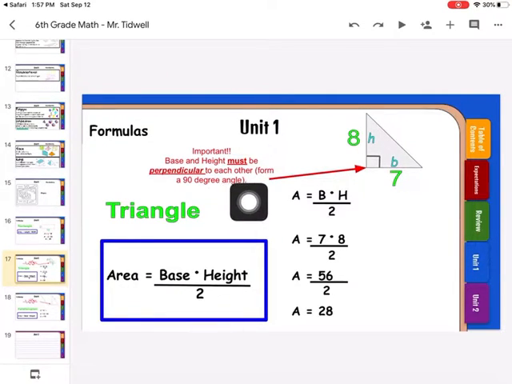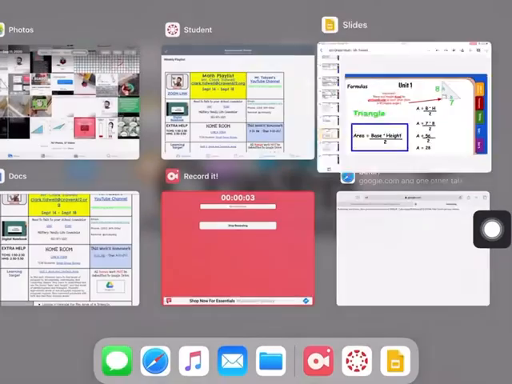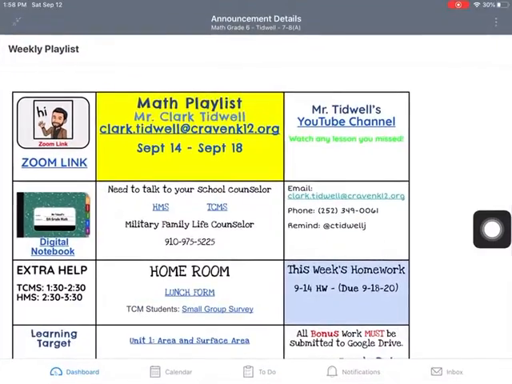So once again, anytime you have a base and a height, whether that be a triangle or a parallelogram, those two sides must be perpendicular to each other. They must form a 90-degree or a right angle. Okay? Anytime you want to try and use a base and a height, they have to be perpendicular to each other. Okay? All right, so we are going to go back and I'm going to give you a quick example of stuff we're going to be talking about today.